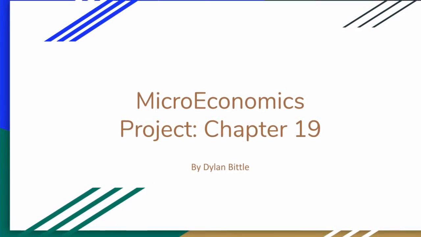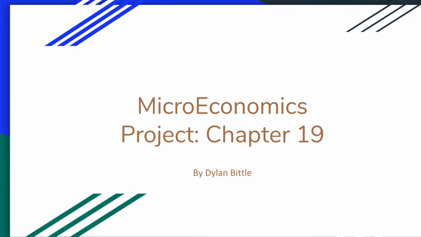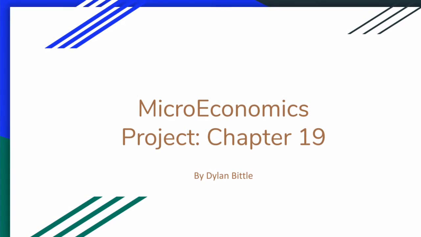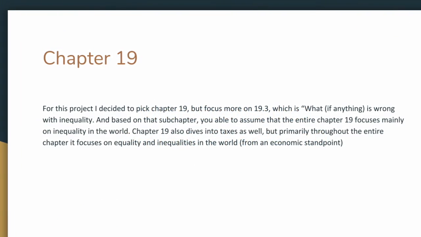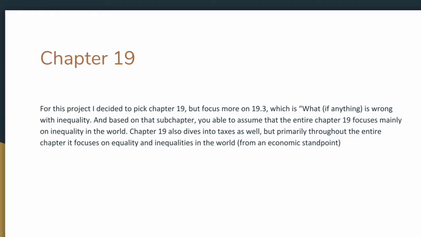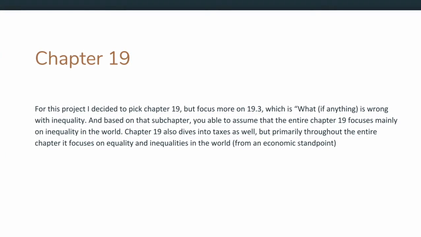So for my project, I selected the microeconomics project, chapter 19. I'm going to be covering more of chapter 19.3. But yeah, so now I'm going to get into the next part. For this project, I decided to do chapter 19, but focusing more on 19.3, which is, in parentheses, "if anything is wrong with inequality."